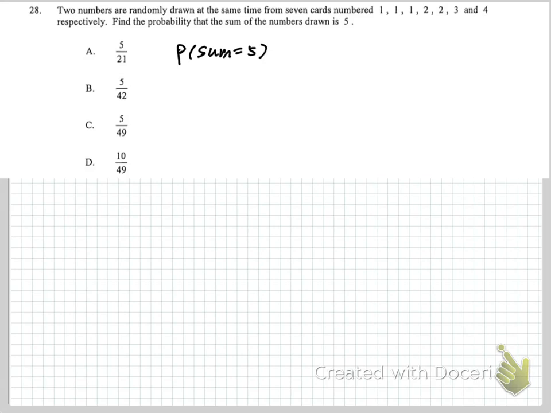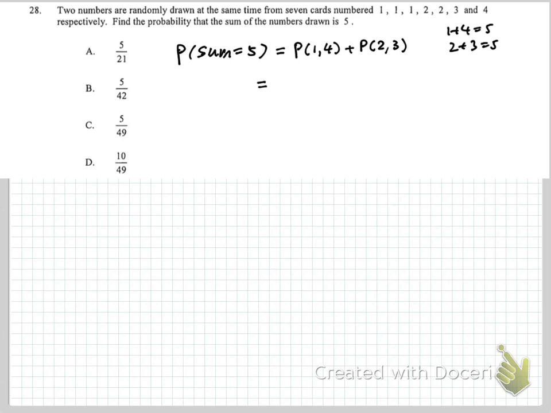So there are 2 ways you can get a 5. You can have 1 plus 4, you have a 5. And then 2 plus 3, you have a 5. And that's it. Or maybe 2 plus 2, no, 3 plus 4, no. These are the only 2 ways that can give you a 5. So it is a 1 and a 4, or it is a 2 and a 3. We use addition and we use multiplication.